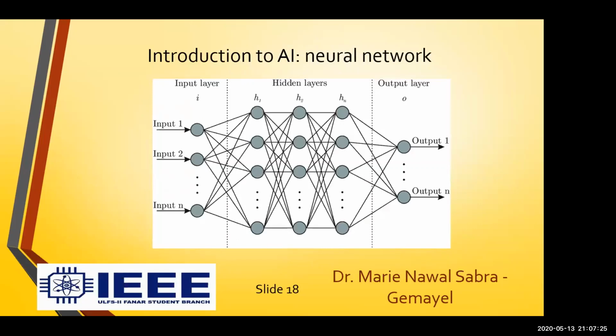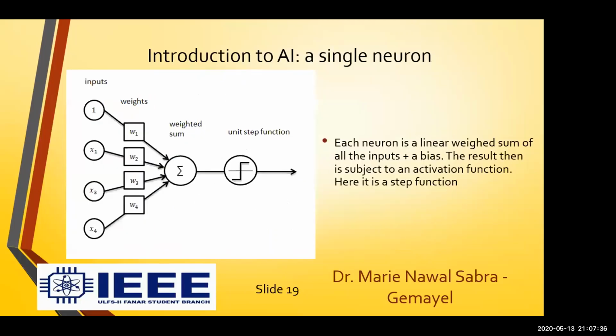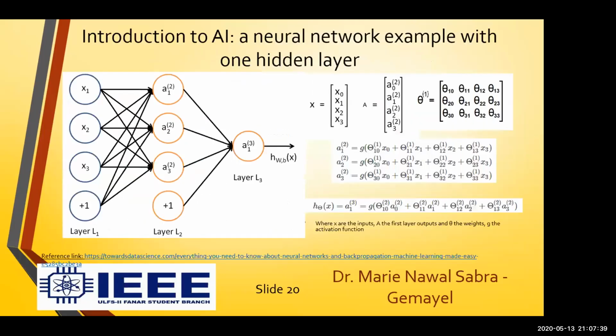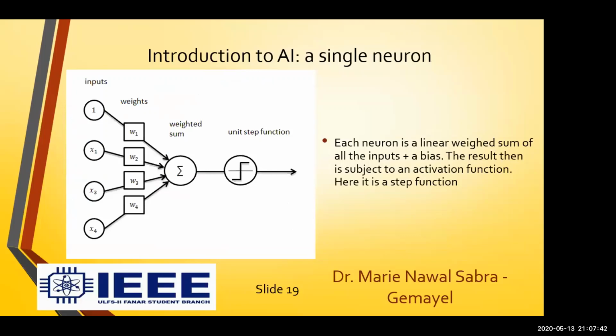So in the output layer, I have, let's say, from 1 till n outputs. So I can have from 1 till n different classes. I'm going to go into a little bit more detail. Here I have one neuron, a single neuron in the brain of the neural network. Here I have a function of the different inputs and weights. Each input is multiplied by a weight, and then I sum them all up. And I have what we call an activation function. In this case, it is a unit step function.